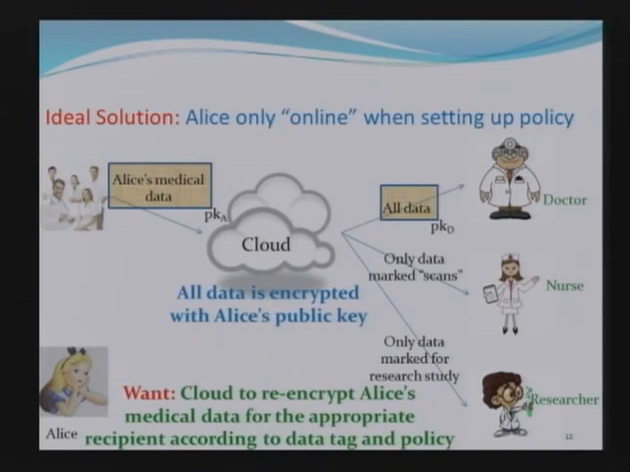So the cloud will be able to send all the data to the doctor such that the doctor can learn the contents of the data. It will be able to somehow re-encrypt portions that are meant only for the nurse under the nurse's public key and send it to the nurse. And it will be able to re-encrypt data that's meant only for the researcher and send it to the researcher. And somehow the cloud will be able to do all these operations in some oblivious manner without learning anything about Alice's data or the access control. So this is what we are shooting for, and we'd like to get some solution which has this structure.